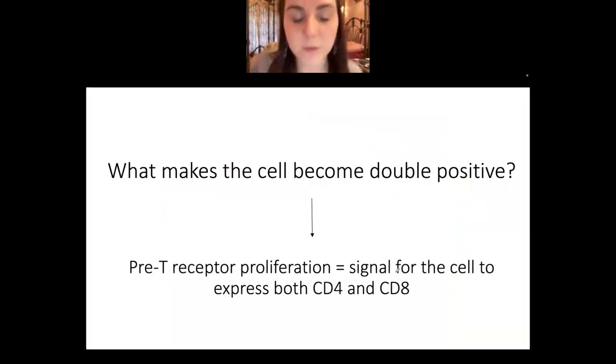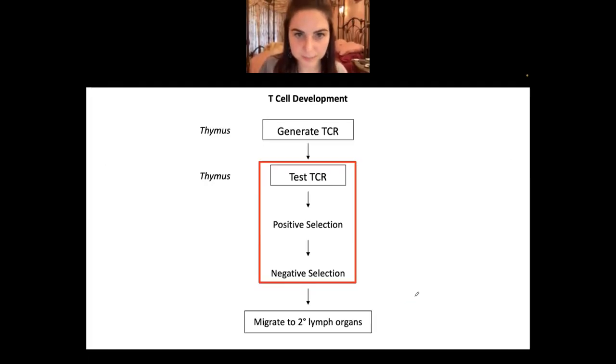So that's a signal for the cell to now go back and express both CD4 and CD8 on its surface. Then after the alpha chain completely rearranges and it beats gamma delta, we're going to have a double positive alpha beta T cell. Okay, so that's TCR generation.